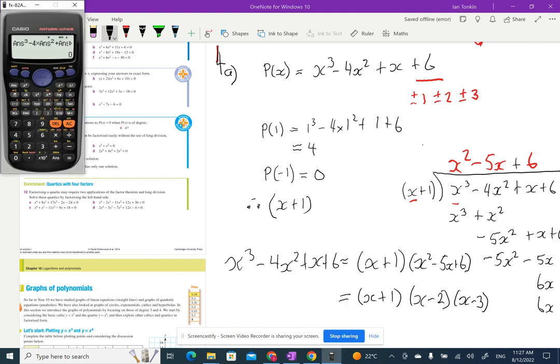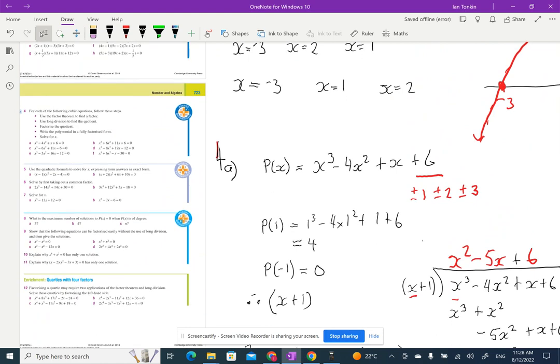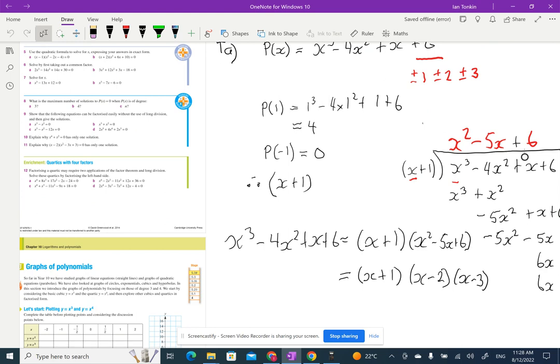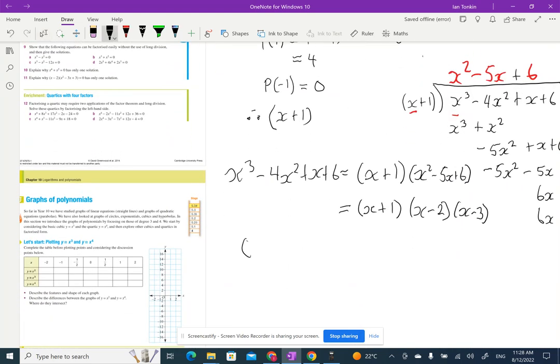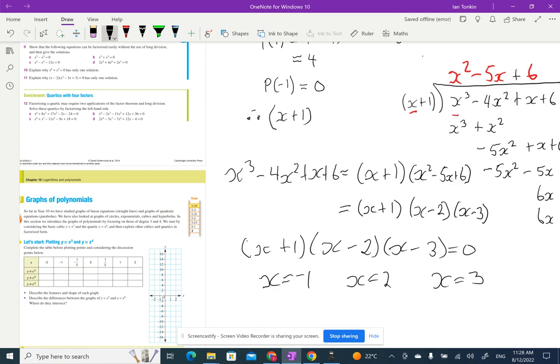Now, I can quickly check them because if I go to my calculator, press 2, press equals, go back, press equals, I get 0. And if I press 3, press equals, go use my back arrow, press equals, and I get 0. So I know I've got the right answer now. So that's my polynomial. And what do they want us to do? Factorise, done. Write the polynomial in factorised form, done. And solve for x. Okay, so when does x plus 1, x minus 2, and x minus 3 equal 0? Well, that's when x equals negative 1, x equals 2, and x equals 3. And there's my solution.